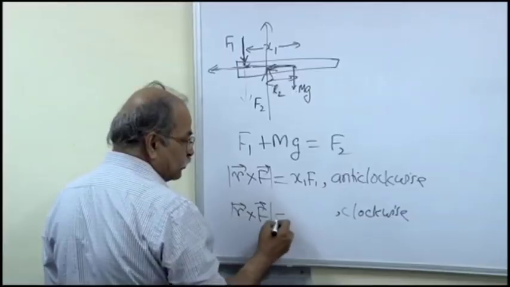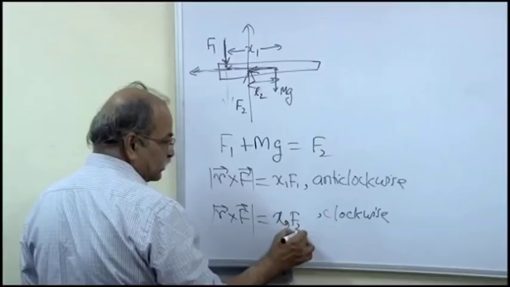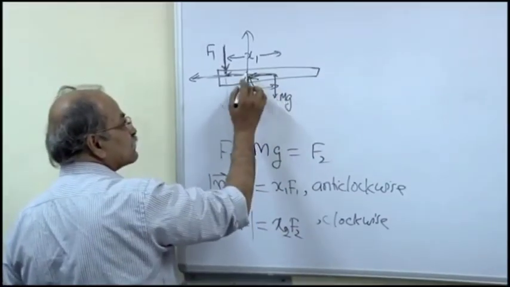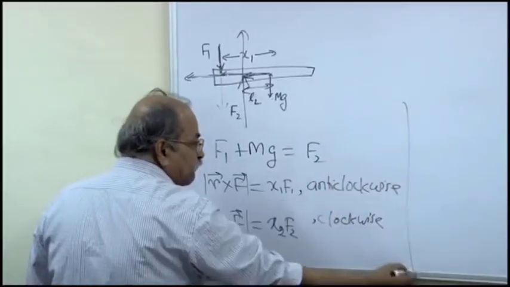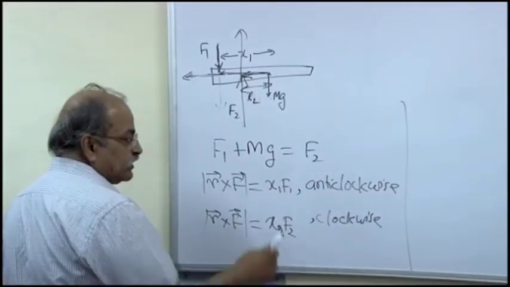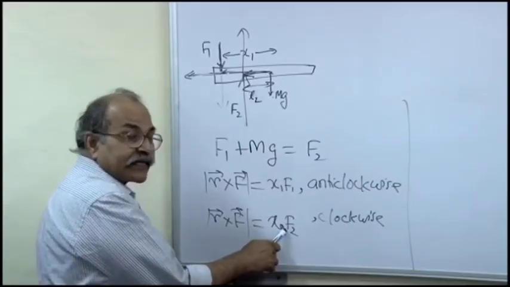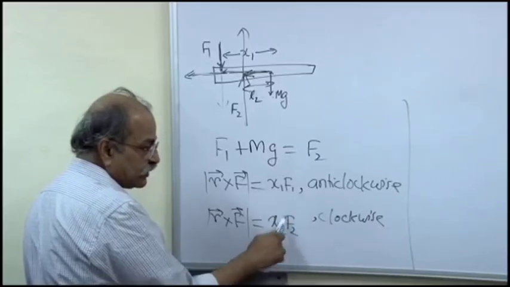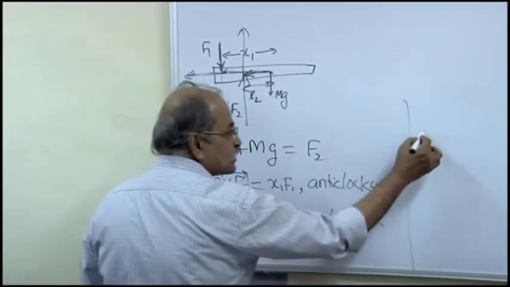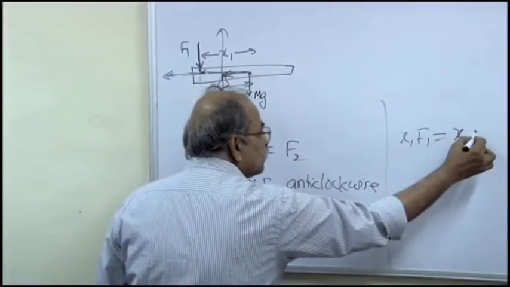And what is the magnitude? This time it is x2 into F2. F2 is this force and x2 is this distance. Right? Now for rotational equilibrium, these two magnitudes should be equal. The directions are already opposite. One is anti-clockwise, one is clockwise. So these two should be equal. So x1 F1 should be equal to x2 F2.